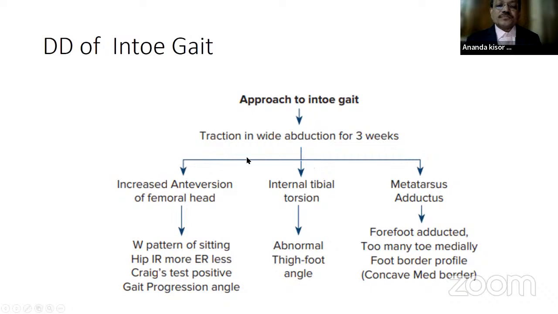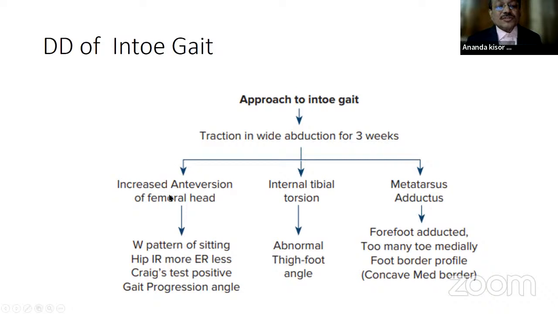Basically, if you give traction in wide abduction for 3 weeks, even after that we can check this. So basically 3 types of clinical conditions are responsible for in-toeing: increased anteversion of the femoral head, or internal tibial torsion, or maybe metatarsus adductus.